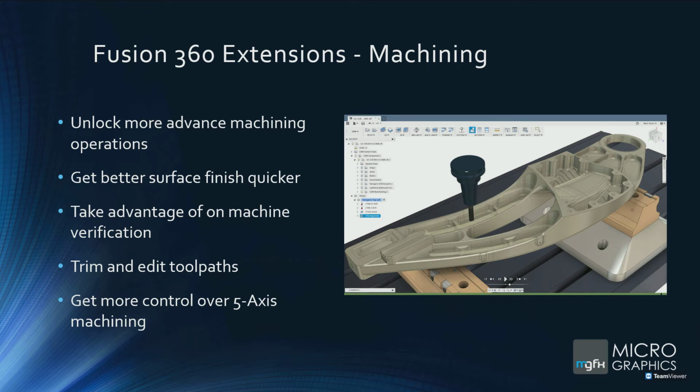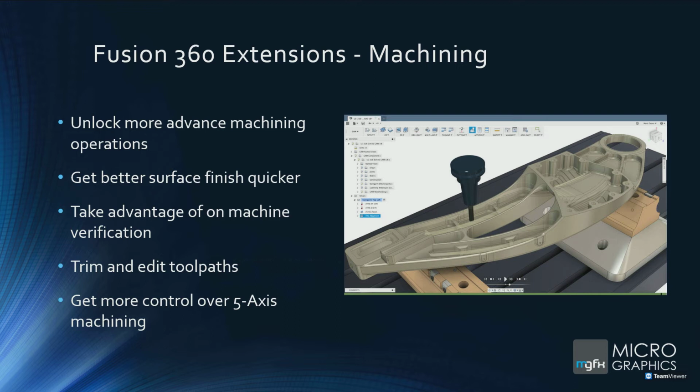With the machining extension, this allows you to add extra features to the manufacture workspace to amplify the CAM capabilities of Fusion 360. This includes machining strategies to achieve a better surface finish quicker. It allows you to take advantage of modern machines with on-machine verification functionality, while also allowing you to trim and edit toolpaths without having to recalculate the entire toolpath. And lastly, it also gives you more control over 5-axis machining.